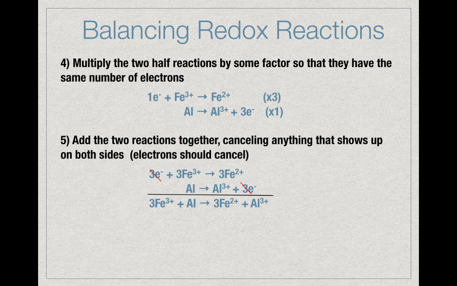We see that our total charges cancel out. We have a total of 9 pluses here in the reactants. In the products we have 6 pluses plus 3 pluses, or 9 pluses as well in the products. So my elements balance and my charges balance as well. So that means I have a balanced redox reaction.